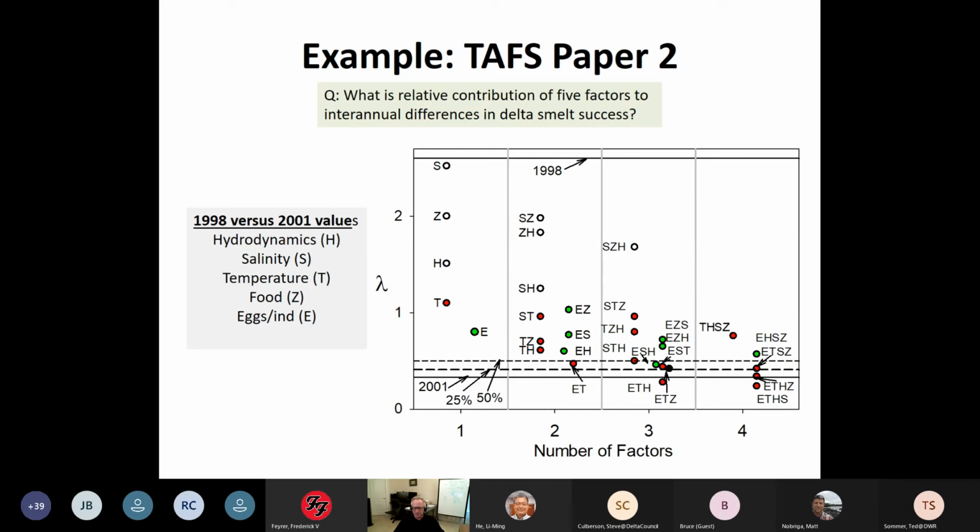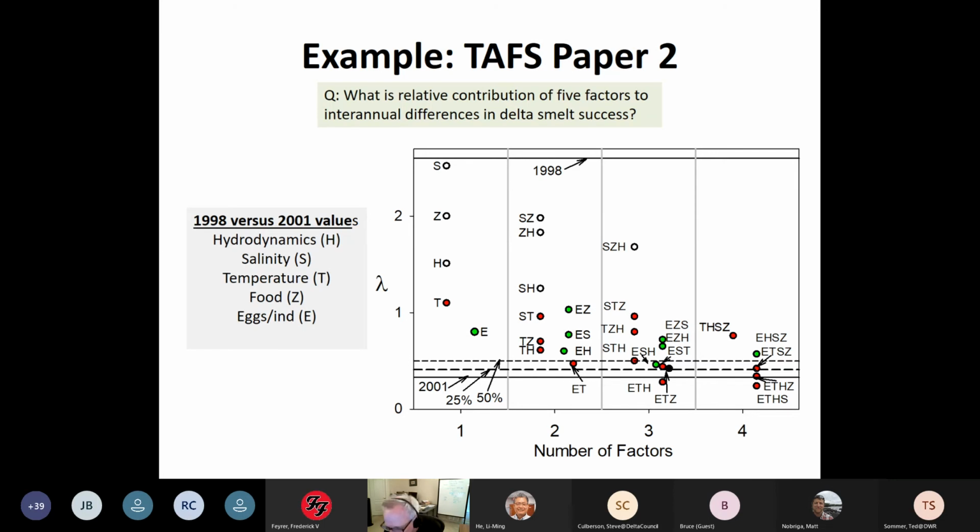The third column is they're all 3 at a time, which means you're in 1998 unless 2001. 1998 starts at the top, and then you plug in 2001 for every time you see SH. So it's 1998 for everything but salinity and zooplankton, where we use 2001. Finally, you do all 4.